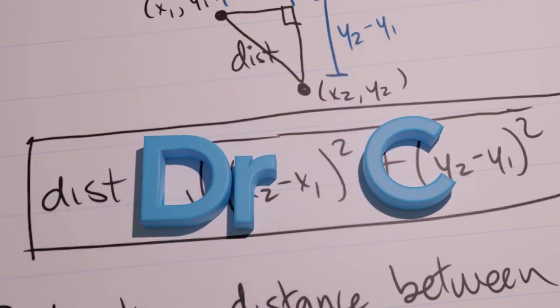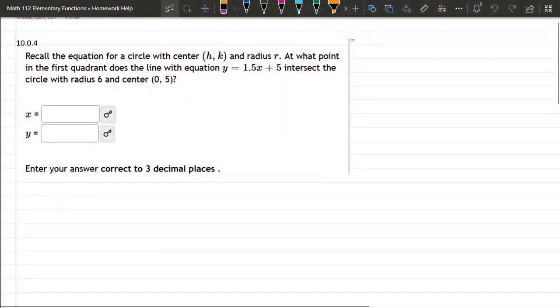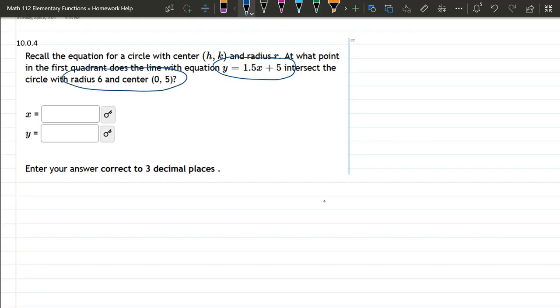In this question, we're going to intersect a circle and a line. Now what we're going to need is two equations. They've given us the equation of a line right there, and I need to write out the equation of a circle, and there's the center and the radius.